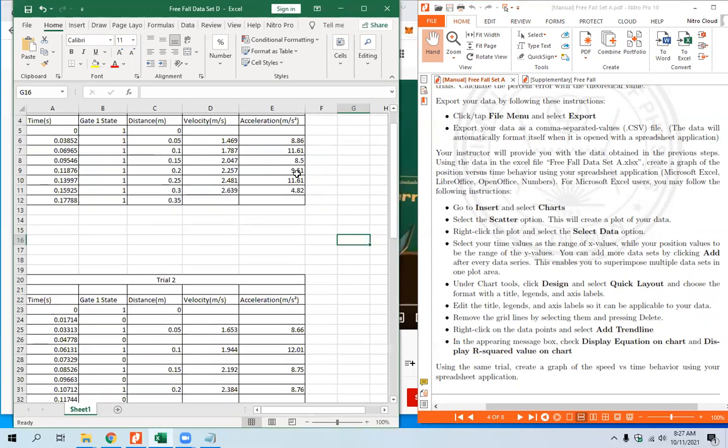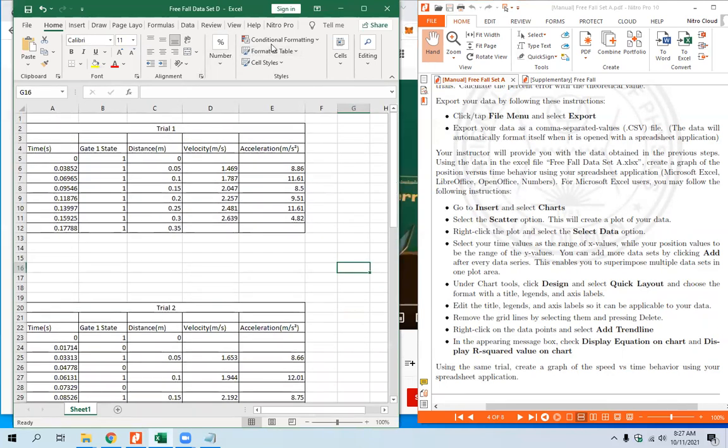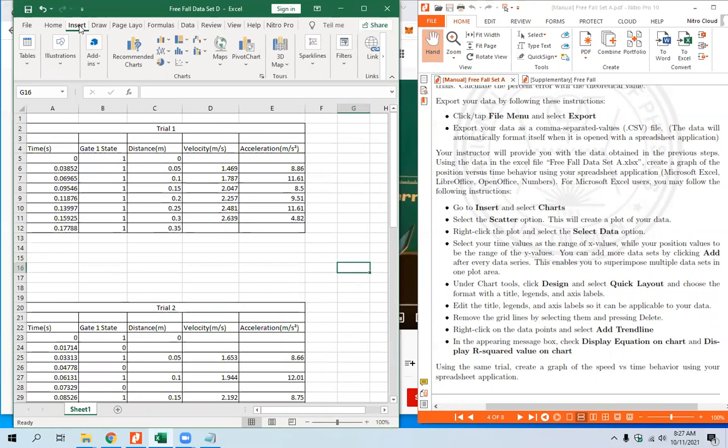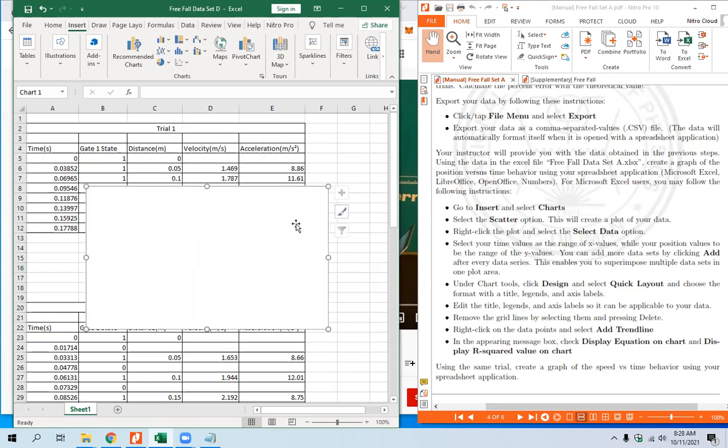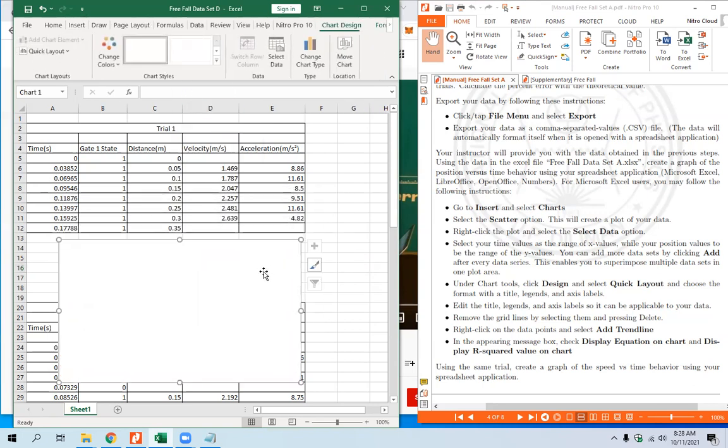So as an example, let's plot something from here. So kung gagawa ako ng plot, I will go to insert. Tapos tingnan niyo itong version ko ng Excel. Ang charts ay represented as drawings na. So I will go to insert, select charts, select scatter option. Tapos I will right click and select data. Meron dito somewhere.